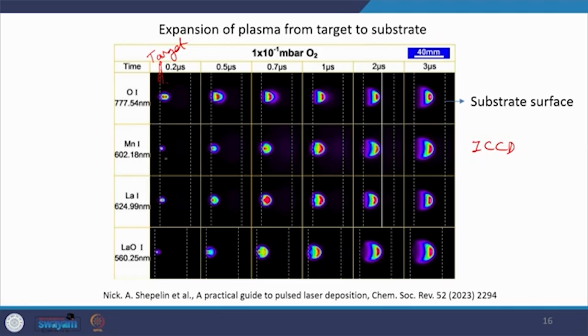Similarly, you can see for manganese also it is slowly expanding towards the substrate. Depending upon the mass of these ions, it can have a different velocity, so it can have a different time of flight to reach the substrate from the target.